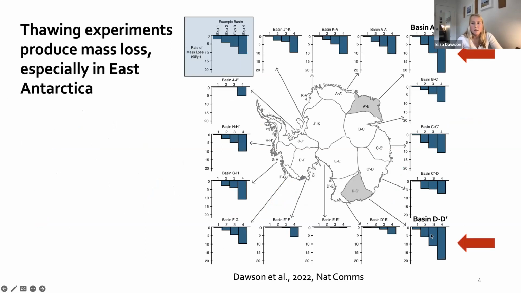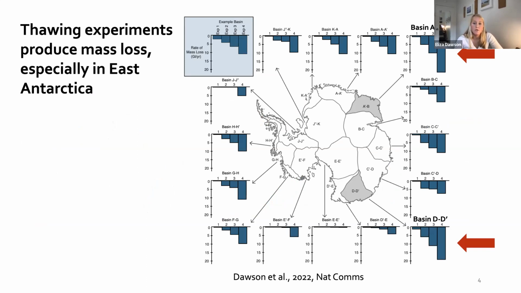Now, once I run these thawing experiments over 100 years, what do I find? Well, here is my main result. And notice that everywhere the ice sheet response is mass loss, which I think is really interesting, but there is a lot of variability between drainage basins.